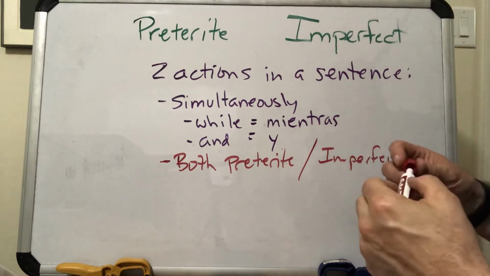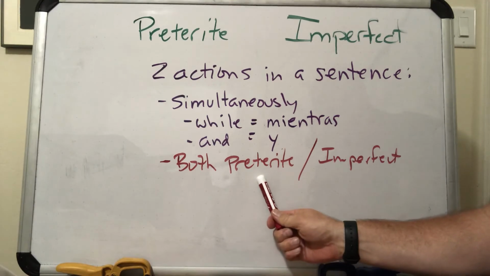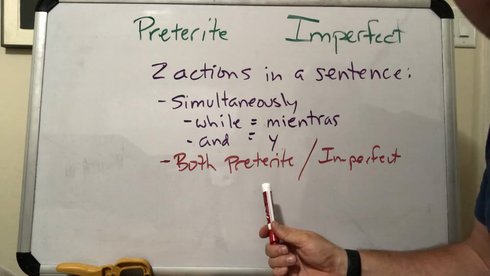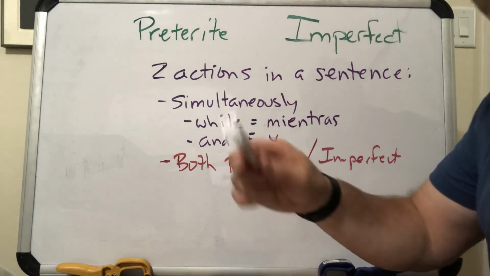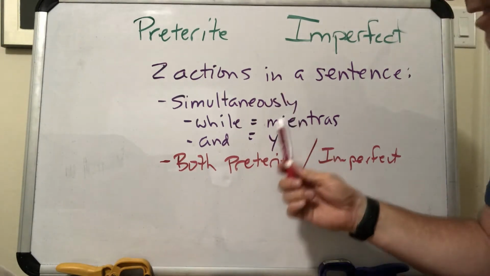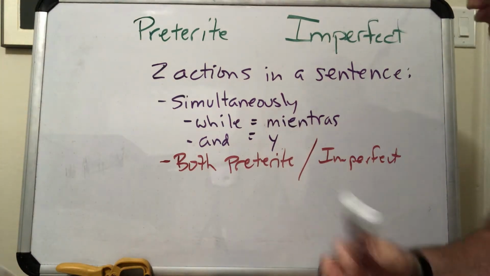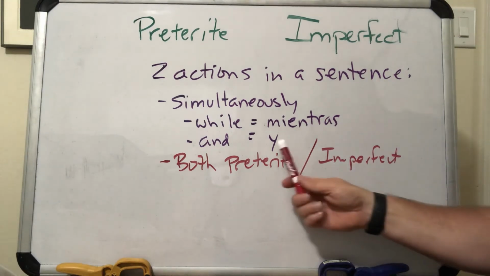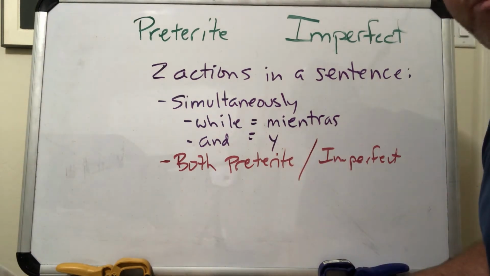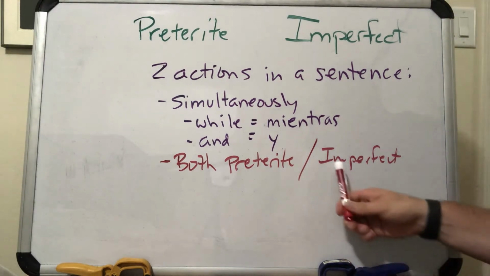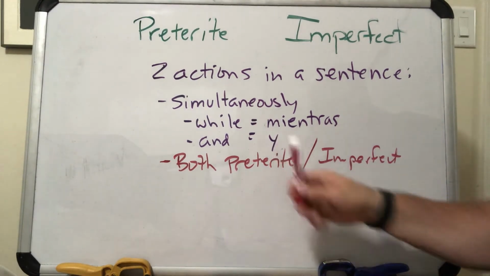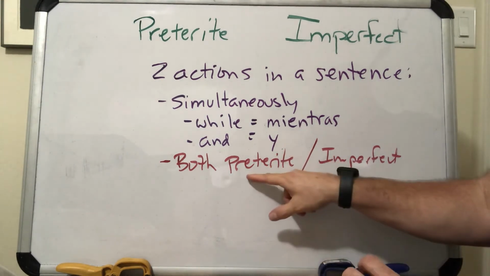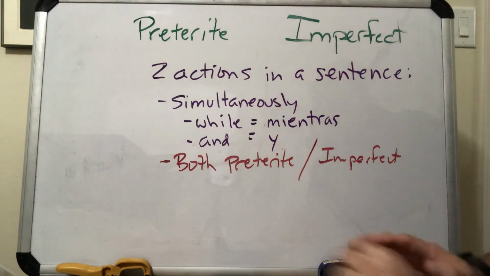So you can say, yesterday during class, so we know that began and ended, the students took notes while the teacher talked. Los estudiantes tomaron apuntes mientras el profesor habló. Those are both preterite because those are both yesterday. Or you can say, when I was 9 years old, I used to go to the park and my sister used to play basketball at the gym. Those are both imperfect because they were happening, they didn't interrupt each other. So you want them both to be preterite or both to be imperfect.